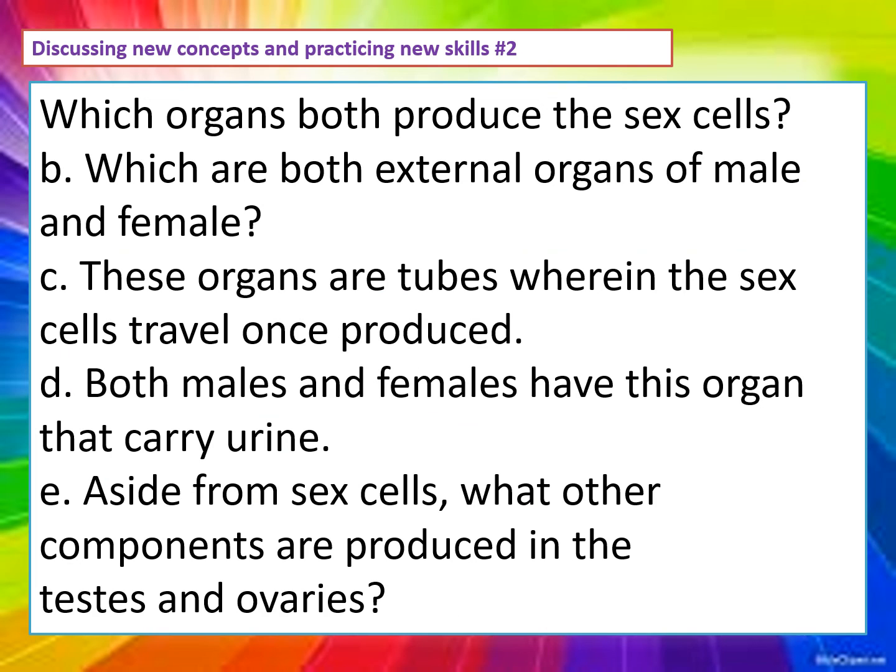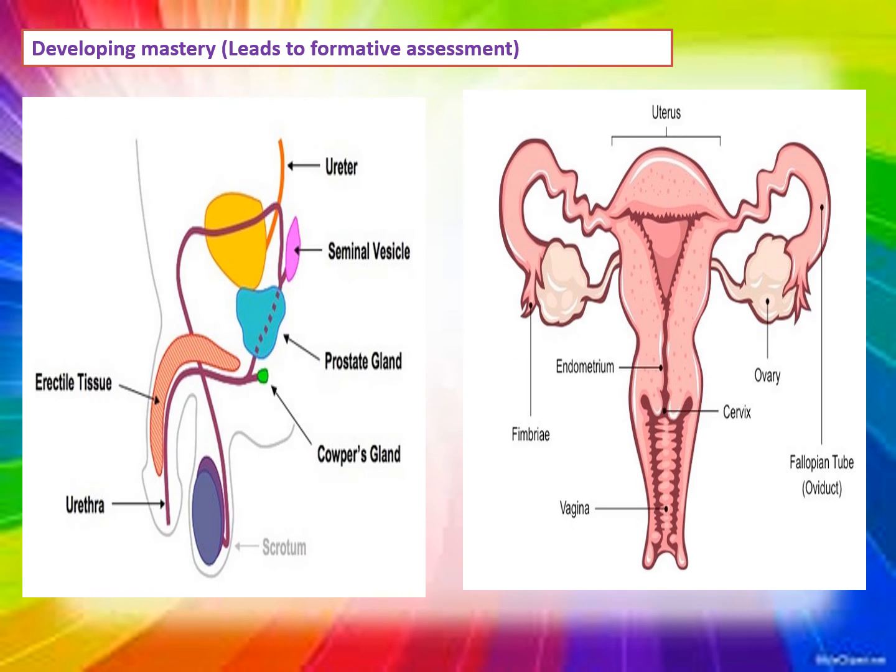Which organs both produce the sex cells? Which are both external organs of male and female? These organs are tubes through which the sex cells travel once produced. Both male and females have these organs and carry urine. Aside from sex cells, what other components are produced in the testes and ovaries?